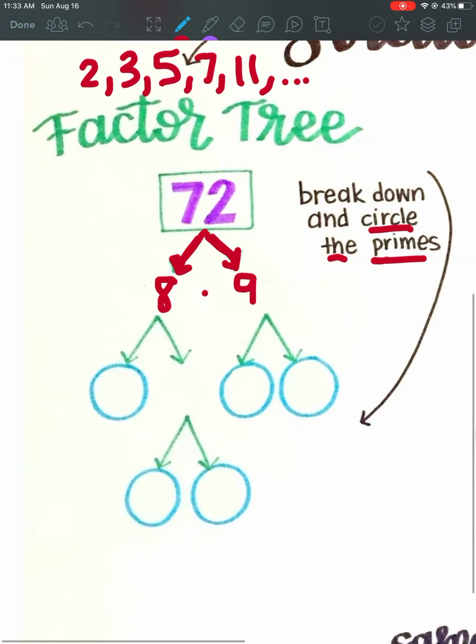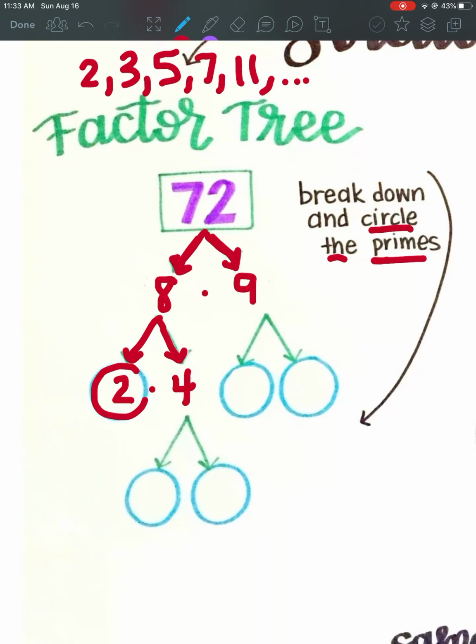So 8. We're going to break that down. What times what gives us 8? Well, 4 times 2, or 2 times 4 is the same thing. And you notice now 2 is in a circle. We're done. We don't have to break 2 down anymore because that's prime. We can only do 1 times 2, okay? We can keep going then. 4 can be broken down because it's even into 2 times 2. Okay, again, I'm putting those in circles because those are prime numbers. We're done. Okay, now let's keep looking over here.